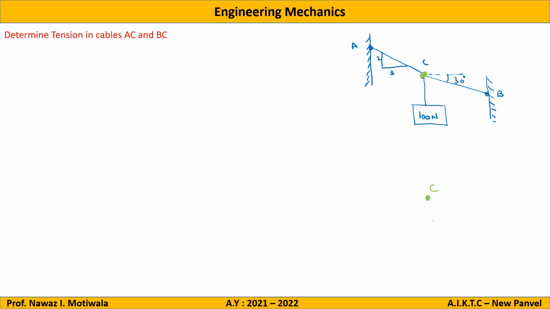So I will make a free body diagram here. One force is going like this, and let us say this is FAC. Here there is one force going like this, so I will name it FAB, and there is one force which is going down, which is self weight, which is 100 Newton. Anyone have a doubt? No, sir. Okay. Now regarding angles, now it's the main thing.